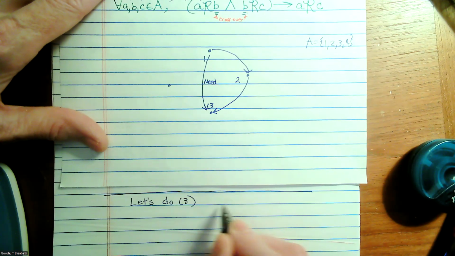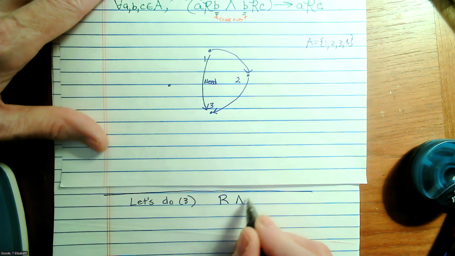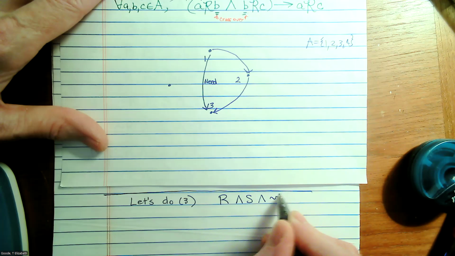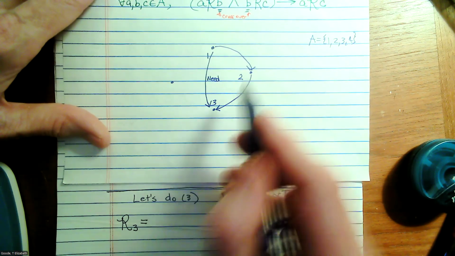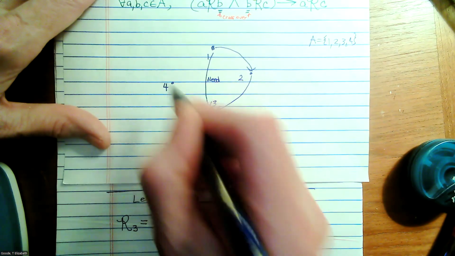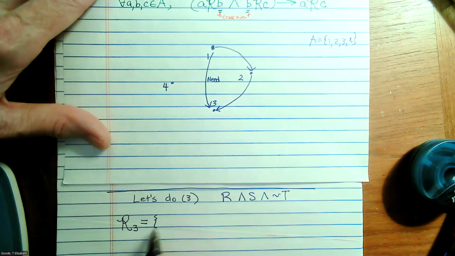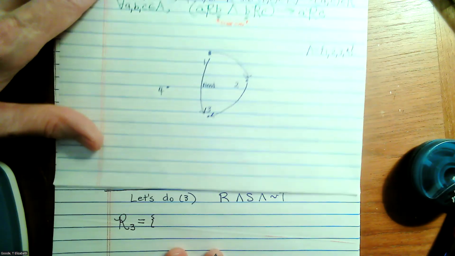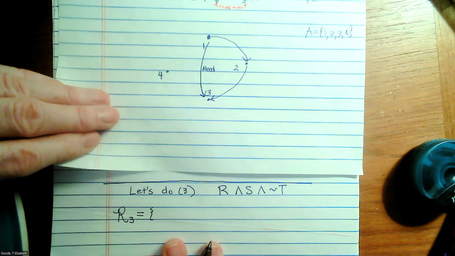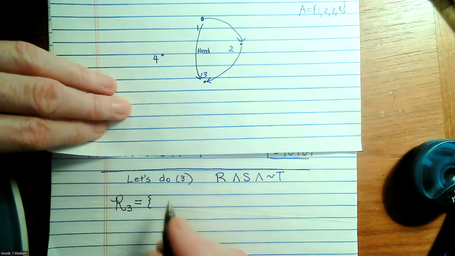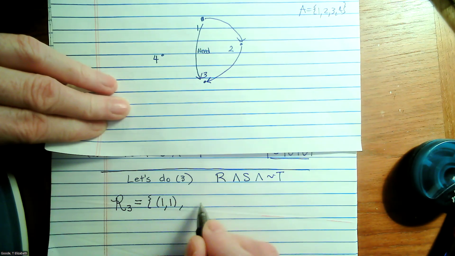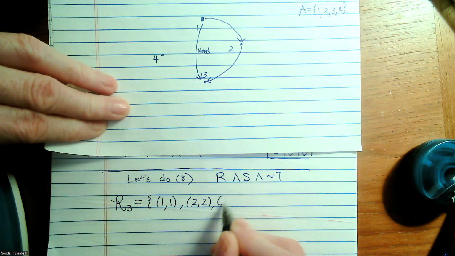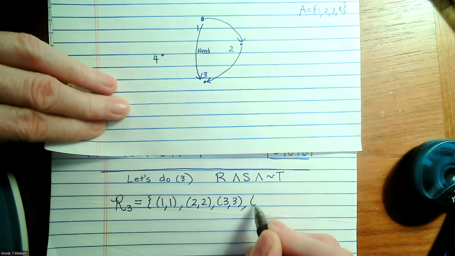Let's do 3. So we want R and S and not T, right? All right, so curly R, we'll call it R3. And our set has got 4 elements. A's got 4 elements. So what are some elements you want to have, because we want reflexivity? For reflexivity, you're going to want (1,1), (2,2), (3,3) and (4,4). Okay, so we've got reflexivity.